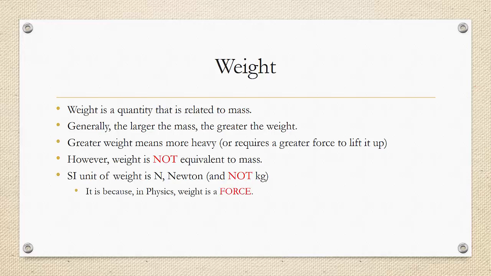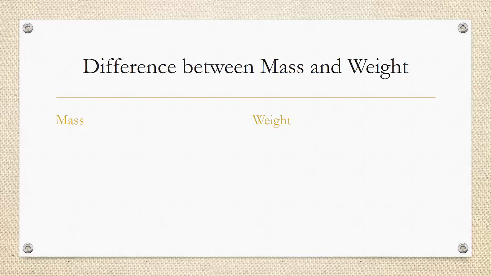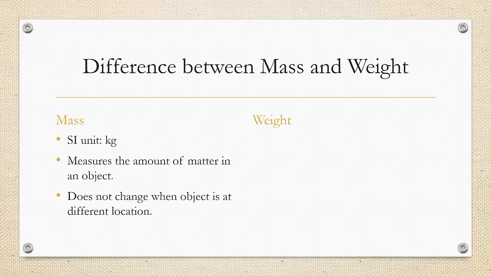The reason is because in physics, weight is considered to be a force. So what is weight? The weight of an object is defined as the force acting on it due to gravitational attraction, or gravity. So, the difference between mass and weight. As summarized, the mass SI unit is kilo. It measures the amount of matter in an object. It doesn't change when the object is at a different location.